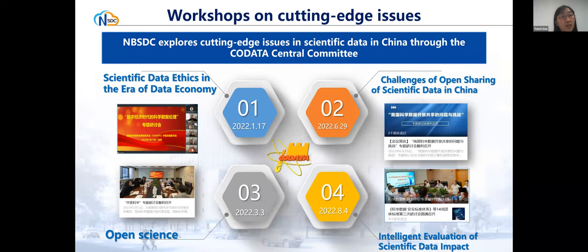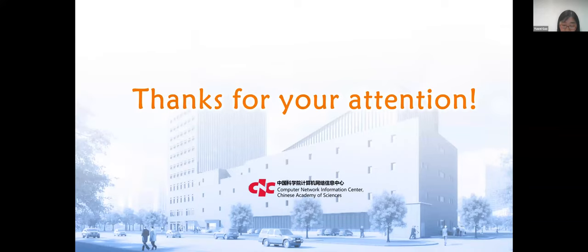At last, NBSDC also held some workshops on cutting edge issues, such as scientific data ethics in the area of data economy, and the challenges of open sharing of scientific data in China, and also including the issue about open science and so on. Finally, I hope we can make progress in promoting open science and scientific data together in the future. That's all I want to share with you.